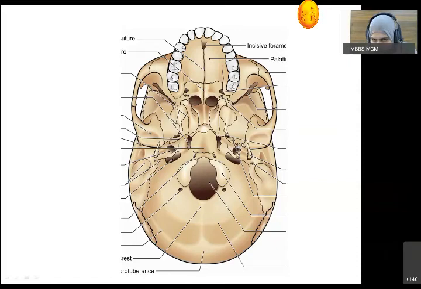Then on the petrous part of temporal bone, at the apex, there is the foramen lacerum.